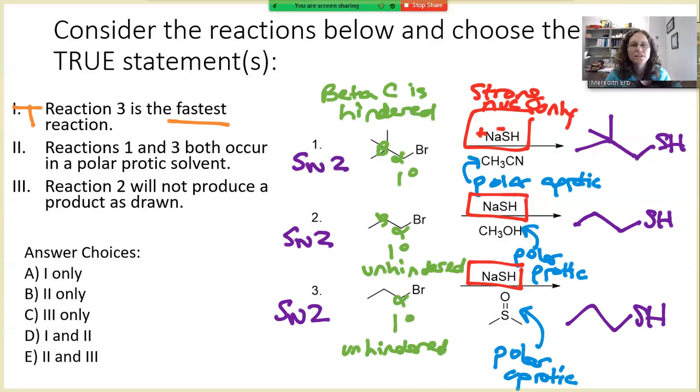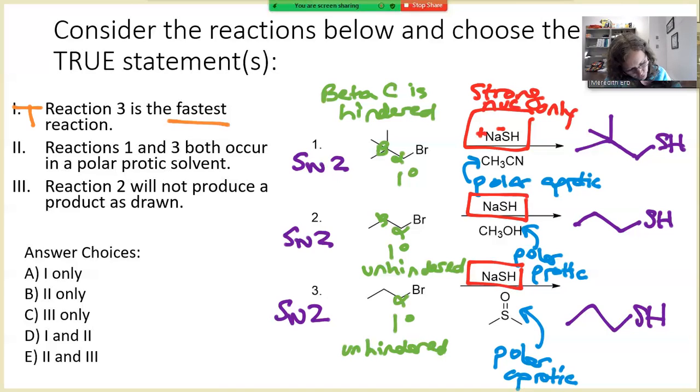Reaction 3 is going to be faster than reaction 1 because of the beta carbon. The beta carbon of reaction 3 is unhindered, whereas the beta carbon of reaction 1 is sterically hindered. Reaction 3 is going to be faster than reaction 2 because reaction 3 is occurring in an aprotic solvent, while reaction 2 is occurring in a protic solvent. So that's why statement number 1 is indeed true. Let's take a look at statement number 2.